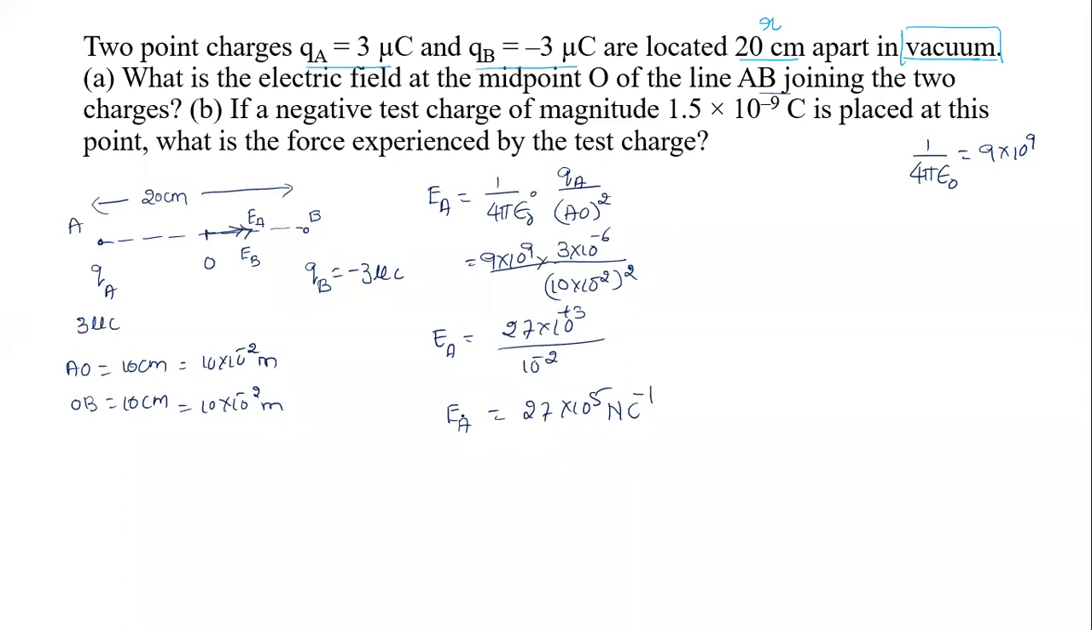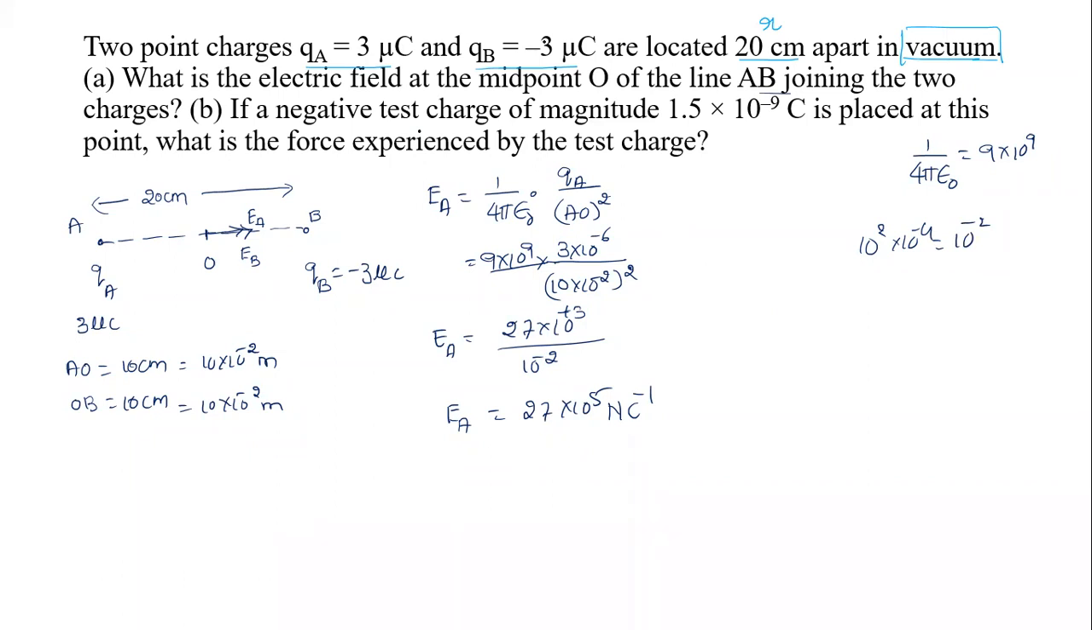What I have done, simple thing: 9 times 3 is 27. So 10 power minus 9, plus 9 minus 6, 10 power plus 3. And this 10 is done now. It will become 10 square into 10 power minus 4, so it will become 10 power minus 2. So 10 power minus 2 I took, and I took it in the numerator, it will become that much.